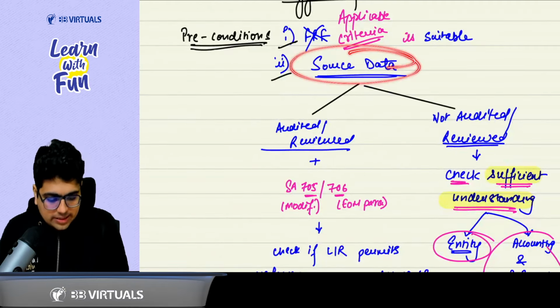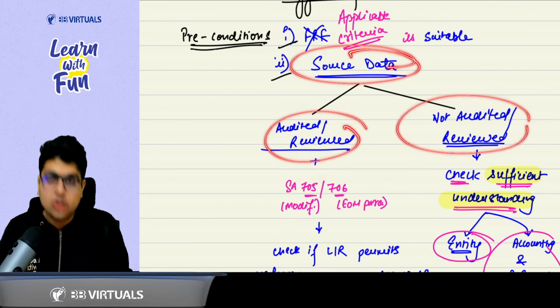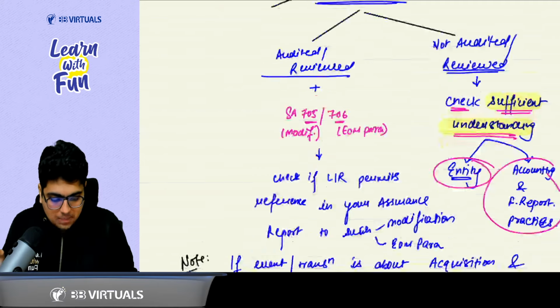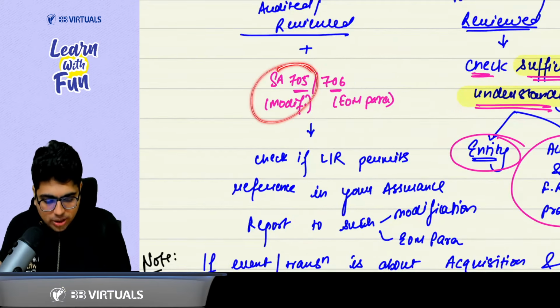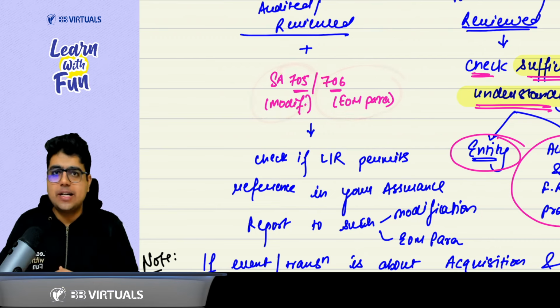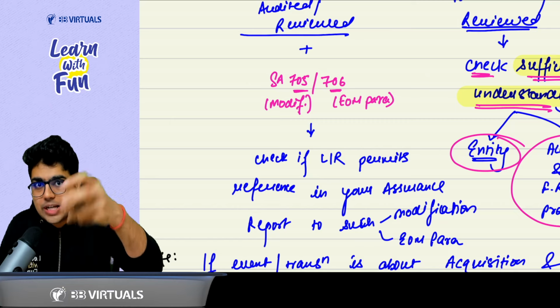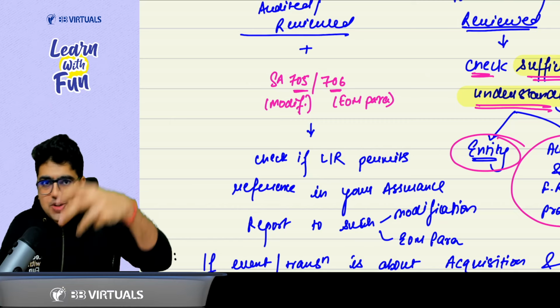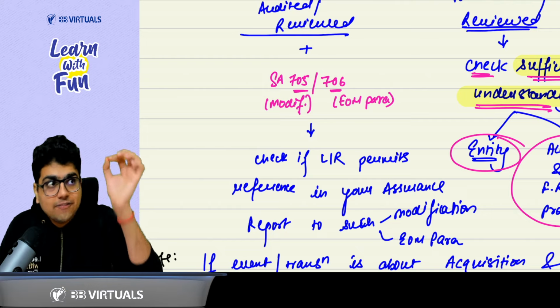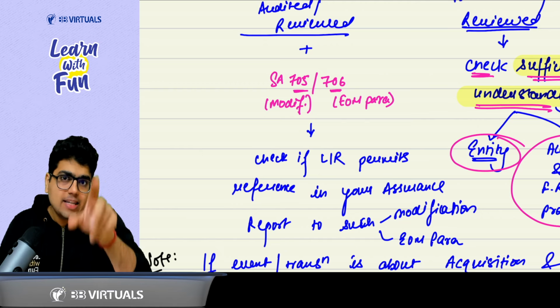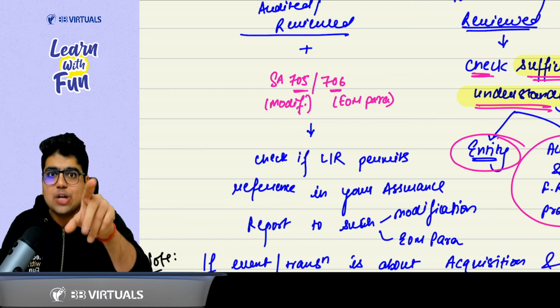Whether that source data is audited or not audited. If it is audited and reviewed, okay. Plus, check whether there is any modified opinion or emphasis of matter para. That means from the audited financial statements, where you are going to extract your balance sheet and your P&L, check whether those financial statements are audited, and if they are audited, whether they have a modified opinion or EOM para.